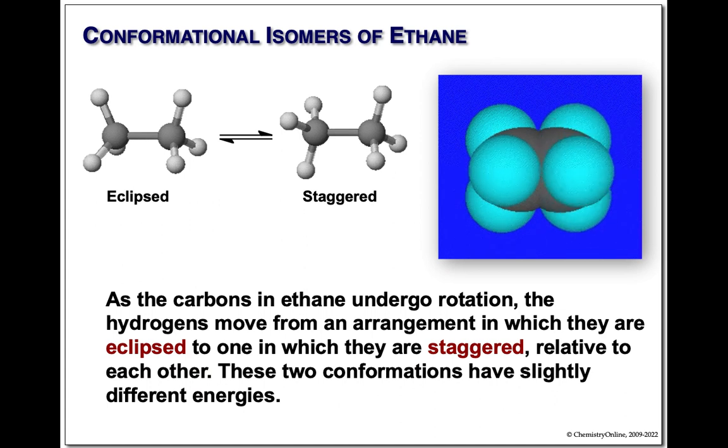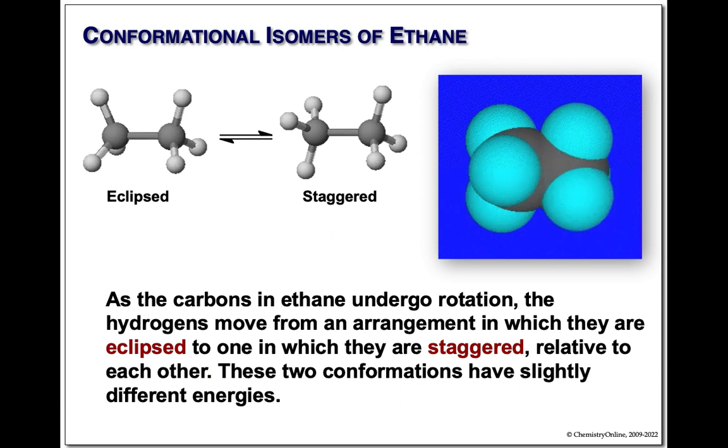This is 2 carbons, so it's ethane. And you can imagine there are 2 distinct structures. One is called eclipse, where everything is lined up against each other. And the other is staggered, where we have a hydrogen up and a hydrogen down. This is ethane as it rotates. And I want to draw your attention to right here, okay?